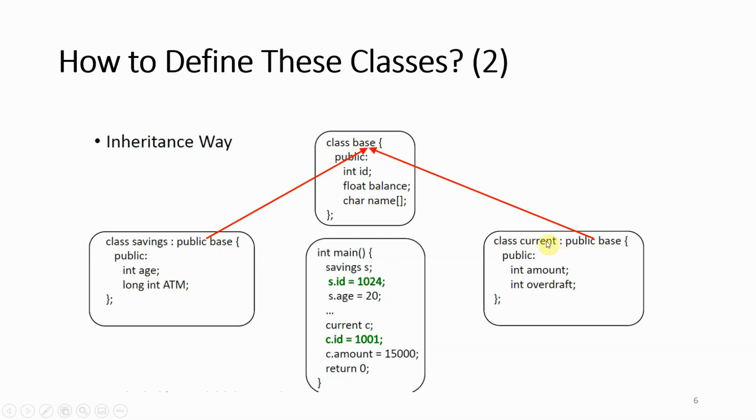It's also inherited from class base. It means that all these member variables, even if it has member functions, all of them are going to be inherited. So this class would have all of these member variables. And you can access, if you have an object of class savings, you can access ID, balance, and name the same way that you access age and ATM. Similarly, if you have an object of class current or checking, you can access ID, balance, and name similar to the way you access amount and overdraft.